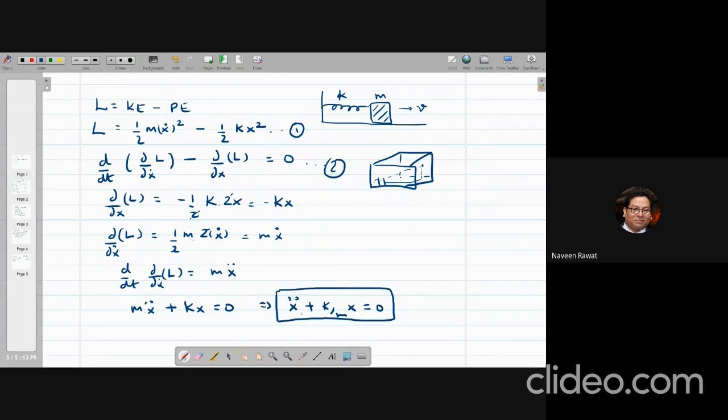All we needed to know was the kinetic energy and potential energy of this spring system. Once we know that, we can apply this formulation, use the equation of motion that Lagrange suggested, and from there find the same equation of motion of a spring. From here we can say this is omega squared, the frequency of the oscillation, and all those further things can be done.